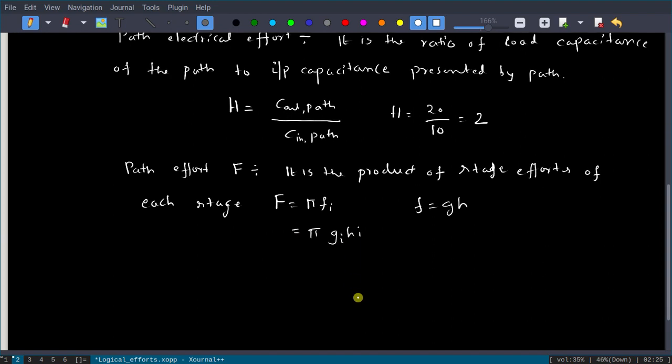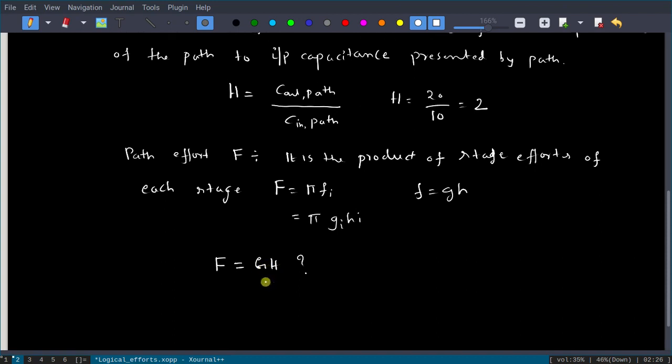Now the question I would like to ask: since small f equals small g into small h, can I write something like this, capital F is equal to G and H? If we know G, the path logical effort, and capital H, the path electrical effort, if you multiply them, will we get the path effort F? That we have to verify. We'll consider an example and see whether that is true or false. If it is true, then it is very easy. We can easily find the path effort if we know the path electrical effort and path logical effort.